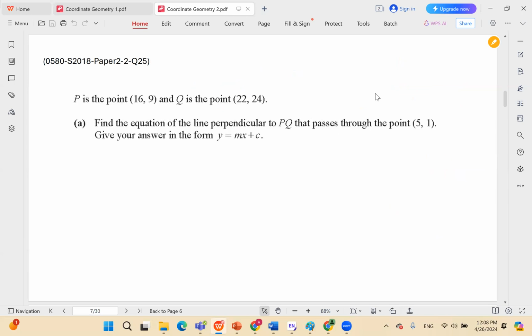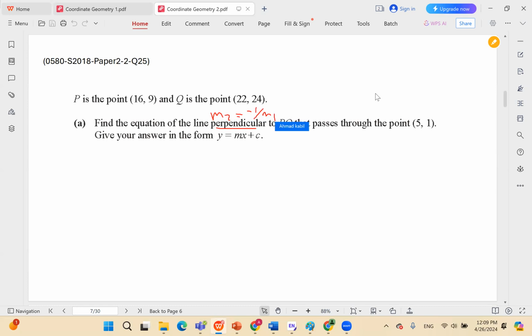Point P is the point (16, 9) and Q is the point (22, 24). Find the equation of the line perpendicular to PQ that passes through (5, 1) and express it as y equals mx plus c. So perpendicular means that we have the opposite inverse slope.